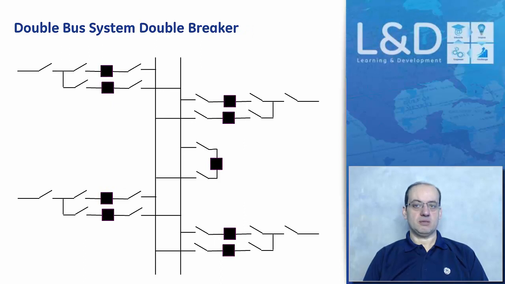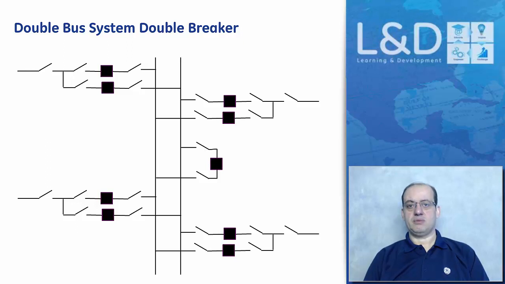A double bus system with a double breaker, similar to the previous example that we were just talking about. And the idea here is that on every incomer and outgoing, as you can see, there is two breakers. And with these breakers comes all the extra devices that support the breaker. So it's more cost than a double bus with a single breaker, of course, way more cost than a single bus system, and it requires twice the space that a single bus would require, for sure, and more maintenance.